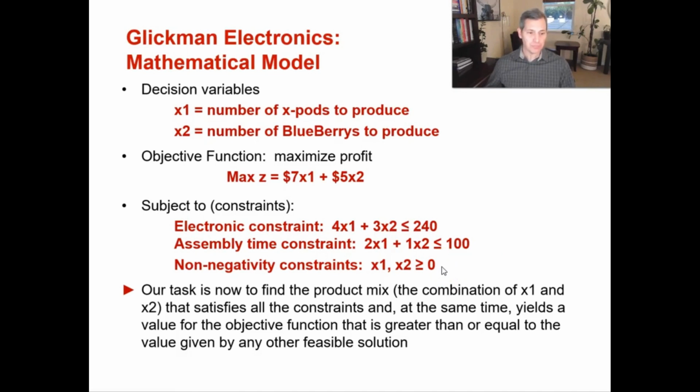And so our task for Glickman Electronics is to find the product mix, that combination of x1 and x2 that satisfies all of our constraints for assembly and for electronic, that yields the best value for the objective function, which is to get us our maximum profit for this organization. We want to maximize profit given our constraints, given our two decision variables of x1 and x2, and we want to find the maximum amount of profit. We don't care about the other feasible solutions. We want to maximize profit. That is our objective function.